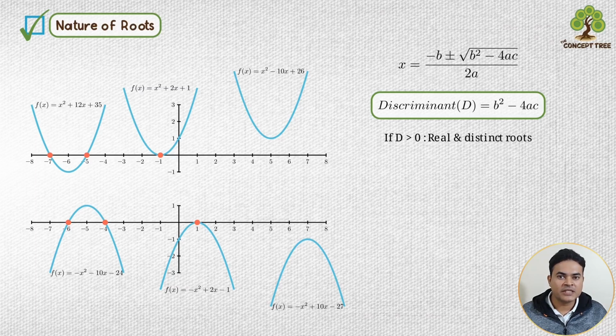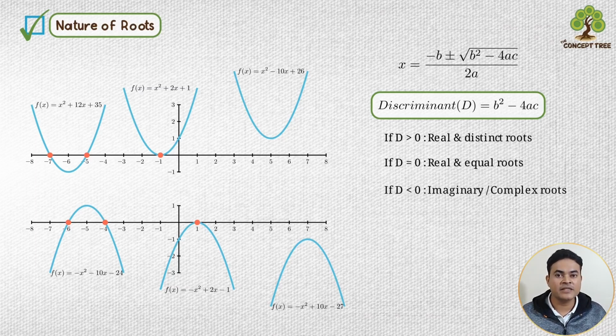If the discriminant is greater than 0, in that case we get real and distinct roots. If discriminant is equal to 0, in that case we get real and equal roots. And the last case, if discriminant is less than 0, then we get imaginary or complex roots. So let's apply this formula to all these 6 cases.